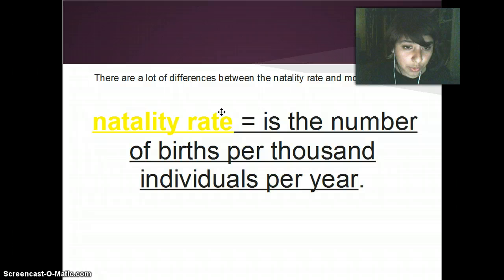Natality rate is the number of births per 1,000 individuals per year. There are differences between the natality rate and mortality rate, but it increases the population size and its density. It is the rate at which new individuals are added to the population.